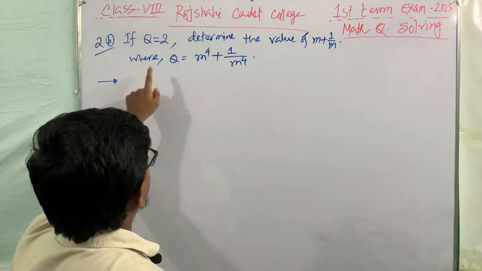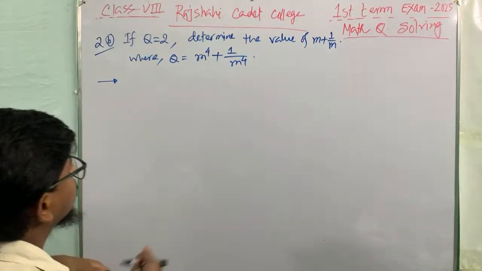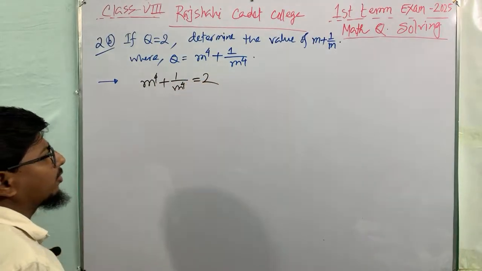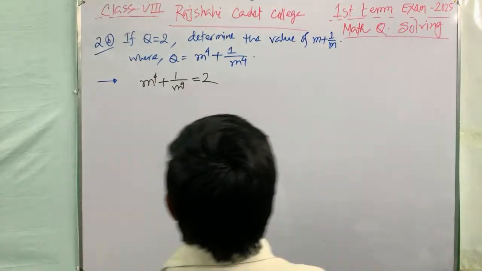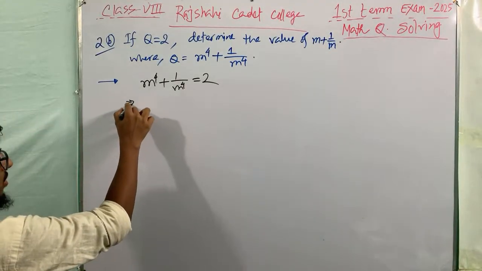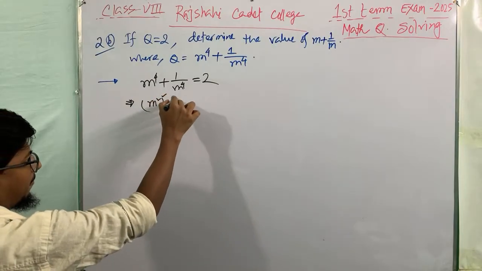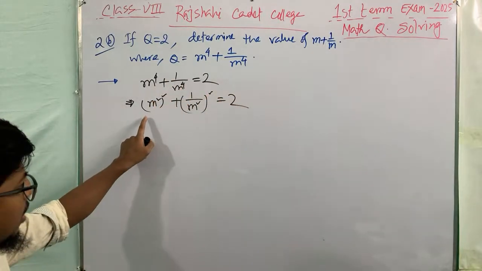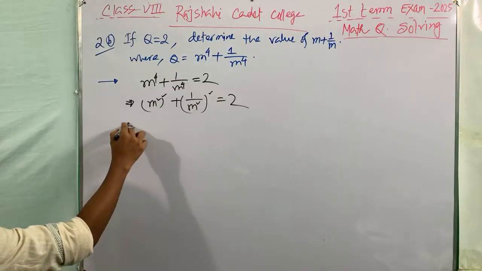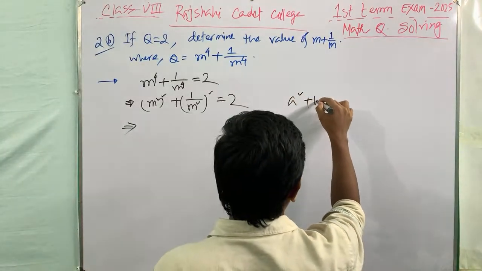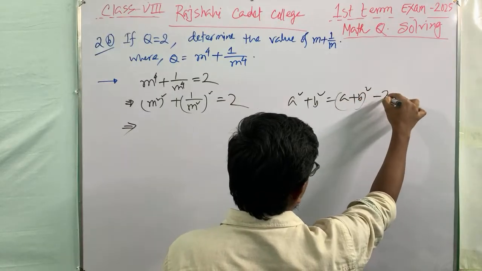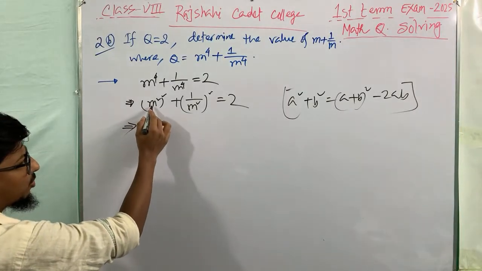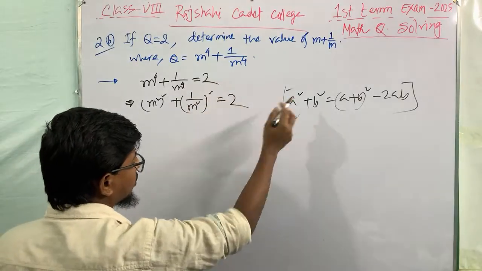So the question is that q is 2 and q is m to the power 4 plus 1 by m to the power 4, and we have to find out the value of m plus 1 by m. First things first, we can write the left hand side like this, and then we can consider this formula: a square plus b square is equal to a plus b whole square minus 2ab. So I'm going to consider m square to be a and 1 by m square to be b.